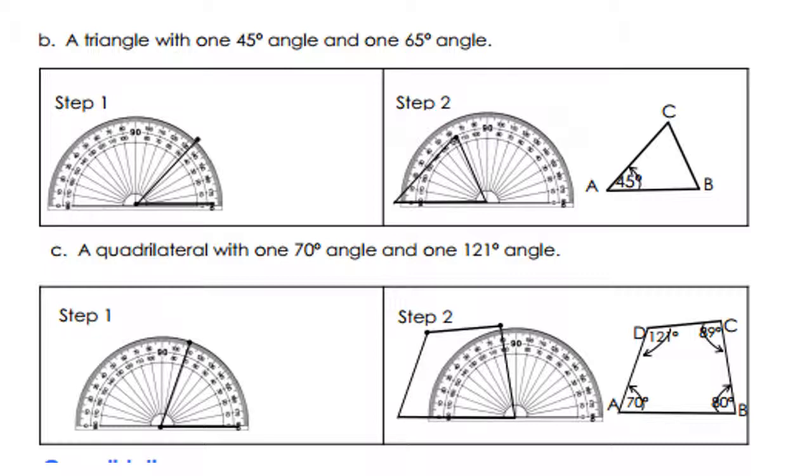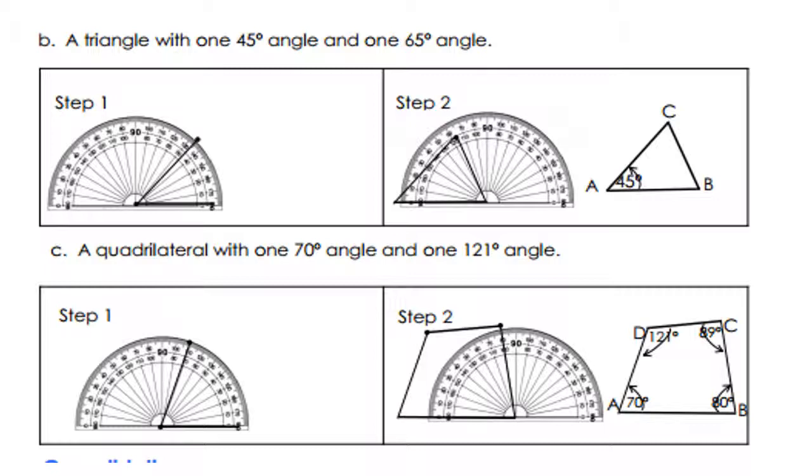Now we're going to draw a triangle with a 45 degree angle and a 65 degree angle. We start with this 45 degree angle. Step 1, you can see how we measure it. And step 2, we're going to measure the next one of 65, and this is how you measure it. Then you connect all the lines and you have ABC, triangle ABC.